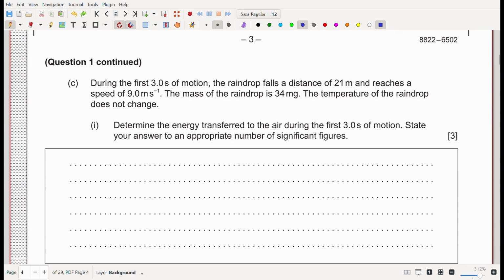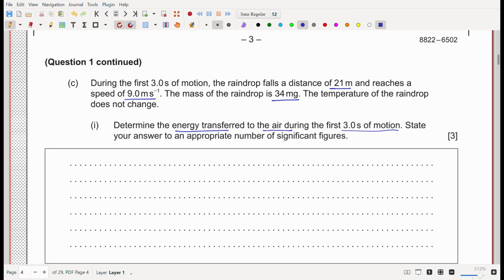Part C. During the first 3 seconds of motion, the raindrop falls a distance of 21 meters and reaches a speed of 9 meters per second. This is the mass of the raindrop, and the temperature does not change, which is not important for IB, but if you're really looking at it, temperature could change the density and such. So determine the energy transferred to the air during the first 3 seconds of motion.